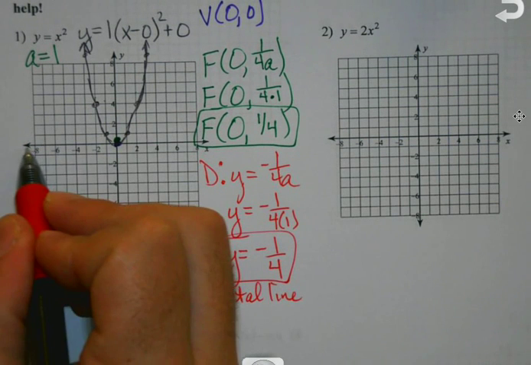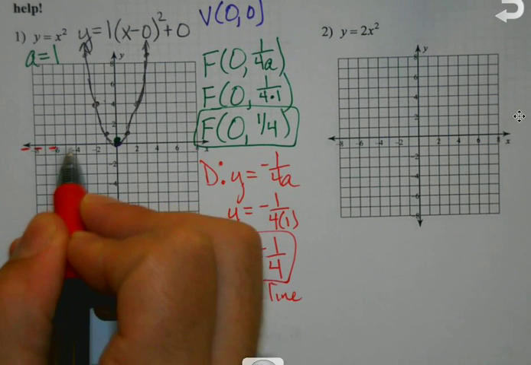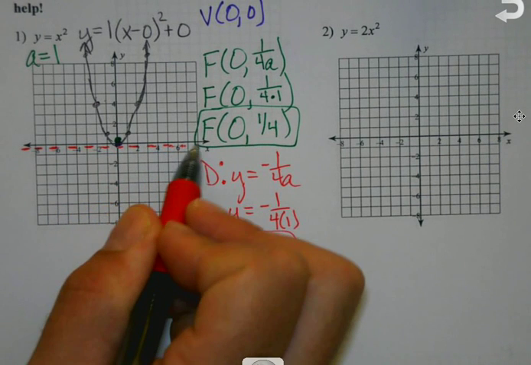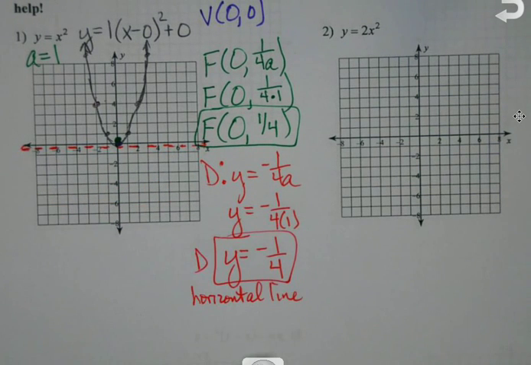So negative 1/4 is just below my x-axis here. So you're like, okay, so why again are we drawing these in? What purpose do these have? Well, let me tell you.